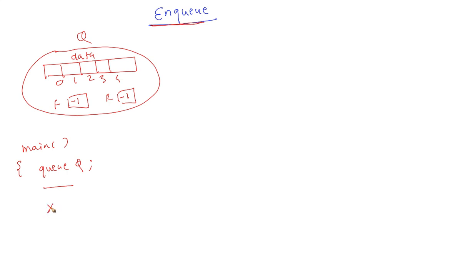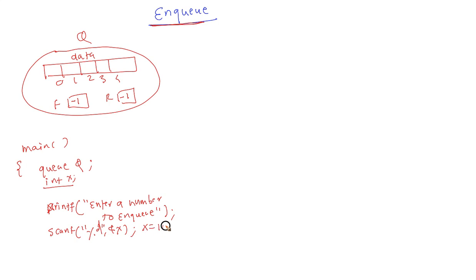So I'll write a printf statement: enter a number to NQ. That statement, right? The user will enter some number. I'll store that number in a variable called X, let's say %d and X, so I'll do scanf. I'll use integer variable X, right? So I stored that number locally in X. So X is equal to 10, let's say. The user enters 10. I stored 10, right?